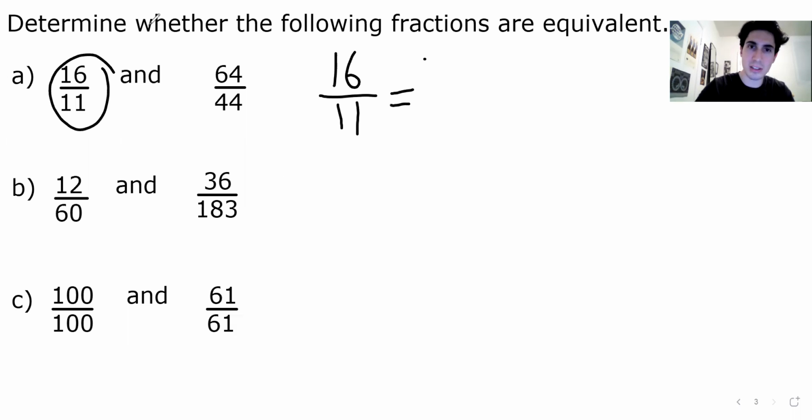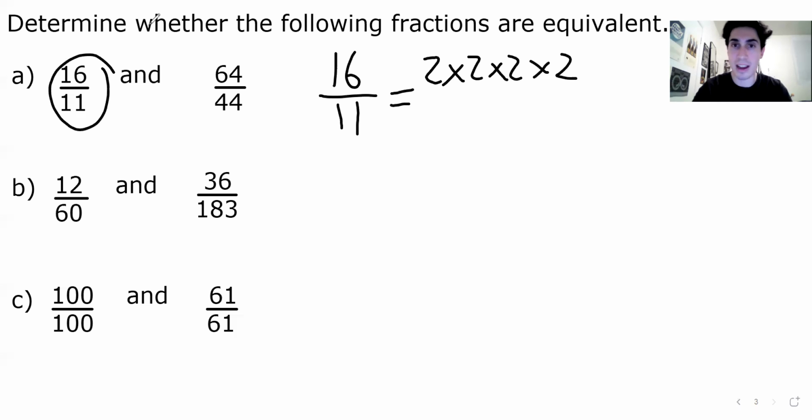We can write 16 as 2 times 2 times 2 times 2 if we really wanted. That would be the prime factorization. But 11 is prime. And none of the stuff in the numerator here is found in the denominator if you write out those prime factorizations. So there is nothing to be canceled. Here, 16 over 11 is irreducible. What about 64 over 44?